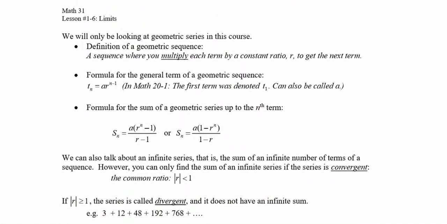Okay, so we will only be looking at geometric series in this course. So the definition of a geometric sequence: a sequence where you multiply each term by a constant ratio. Each term is going to change by a constant multiplication factor, like an r value. So this is going to be our formula right there.